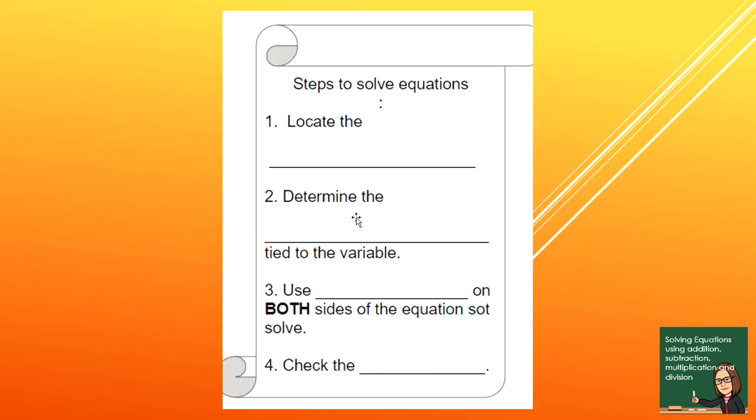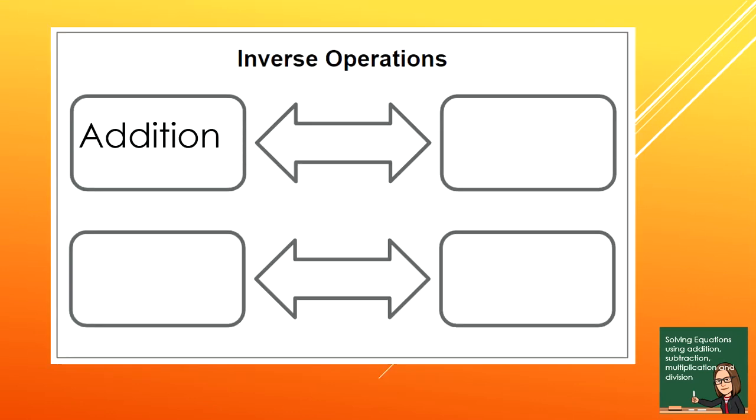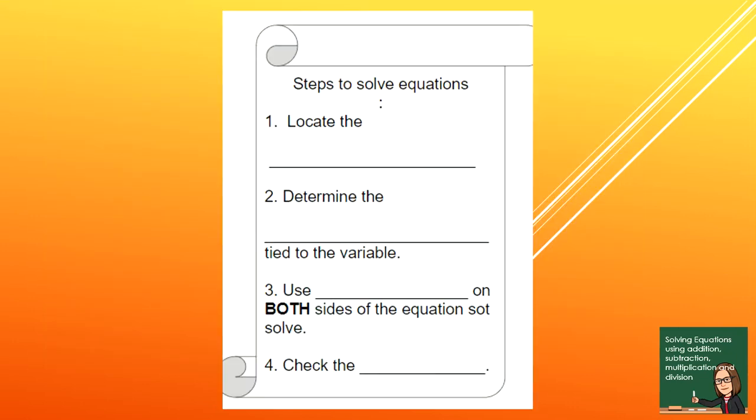Okay, here are the steps to solve an equation. Ooh, it looks like there's a lot, but really there's not that many. It's pretty simple, okay? So first, you need to locate the variable. You have to find that letter. Where is the letter? Is it on the left side, like here, the second example, or is it on the right side, like here? So locate your variable first. That's the first thing you need to do.